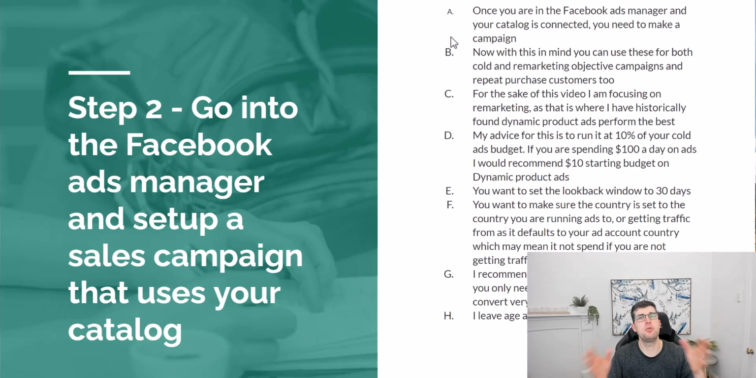Now, again, just quickly before I go into the ads manager, the slides are down below, you can just get them if you wish, but I always like to be very detailed with these things. Once you're in the ads manager and your catalog is connected, you can make your campaign. I like to talk about this so that you have the theory side of it as well. We're going to be focusing on remarketing. DPA ads, dynamic product ads, work best for remarketing.